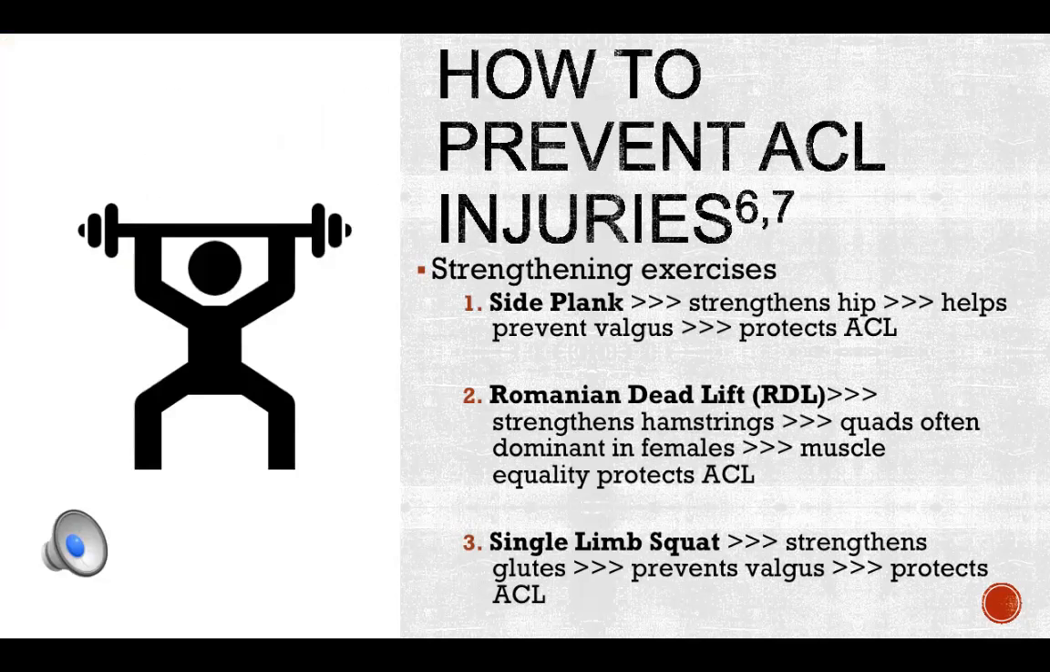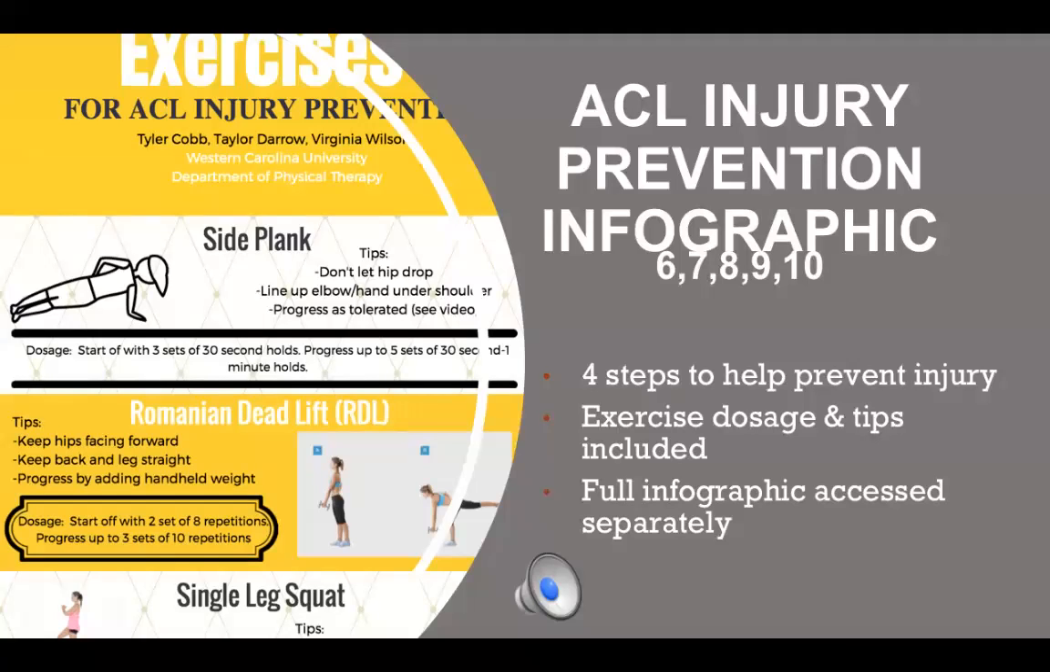This slide is a summary of the strengthening exercises found in our video. The side plank, Romanian deadlift, or RDL, and the single limb squat all will generally work to strengthen the muscles of the leg and, in turn, protect the ACL. An additional source we've provided is an infographic. This infographic is a summary of the contents in our video, including how many of each exercise to do and other helpful tips. This infographic can be accessed separately in the email sent by your coaches.